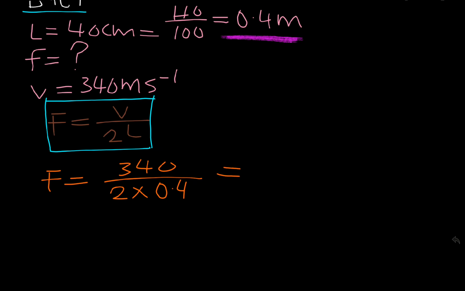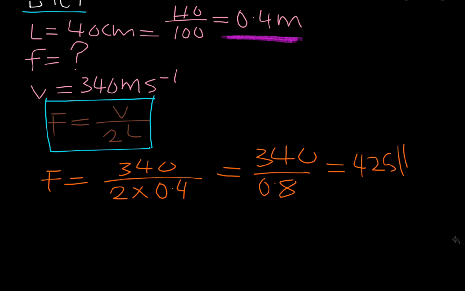So I'm just going to punch my own calculator here. 340 over 2 times 0.4; 2 times 0.4 would get 0.8. So it's 340 over 0.8. And lastly, you'd say 340 divided by 0.8, and you end up at 425 hertz, which is the unit of frequency. And this should be your final answer.